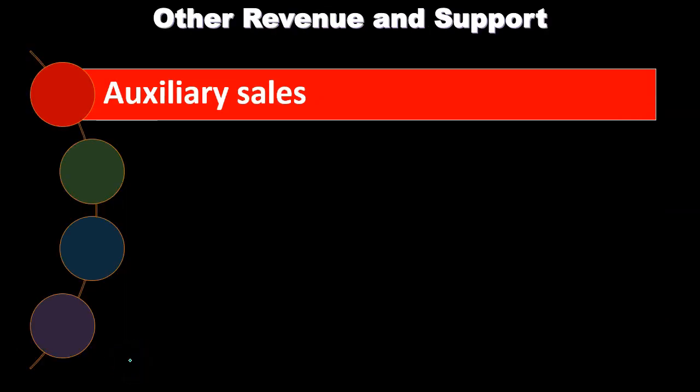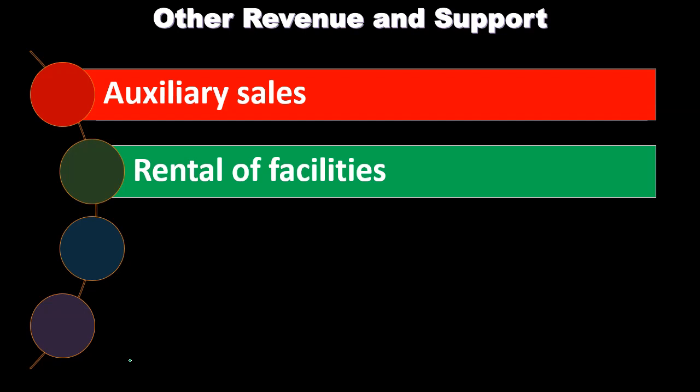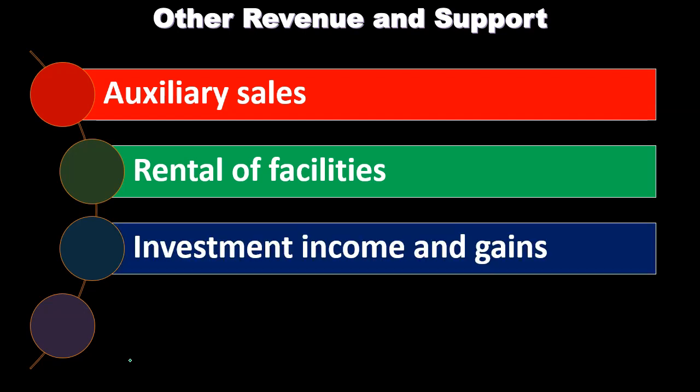Other revenue and support. We have auxiliary sales, so these could be things outside of basically our medical operations. If we have a shop in our medical facility, that's going to be outside of our medical operations. We could have rental of facilities. That could be another source of income for us, again outside of the medical operations, a different type of revenue, another source of revenue.